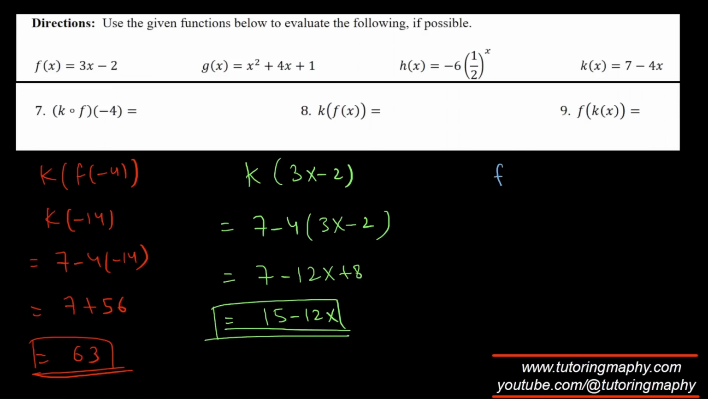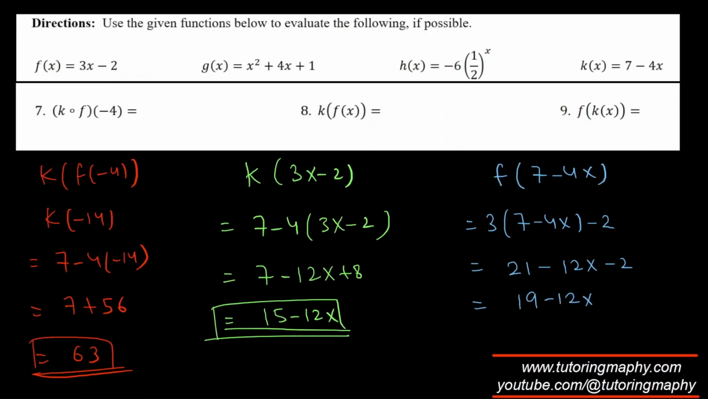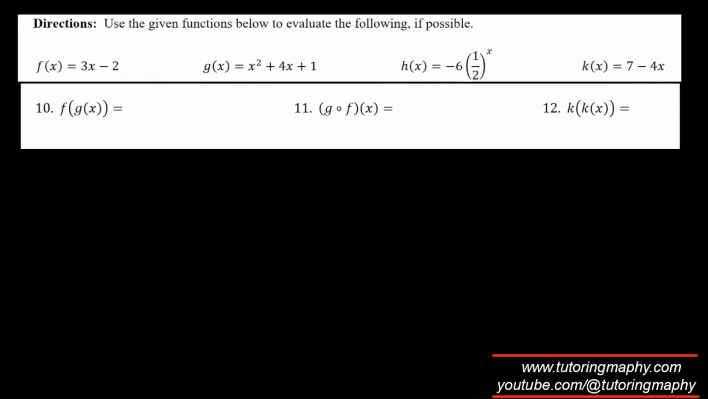And here we have f of k of x, and k of x is 7 minus 4x. So f of 7 minus 4x is just replacing this x with 7 minus 4x. So that's going to look like 3 times 7 minus 4x minus 2. So this will be 21 minus 12x minus 2. So this will become, I think 21 minus 2 is what? 19, right? 19 minus 12x. So that's the final answer.